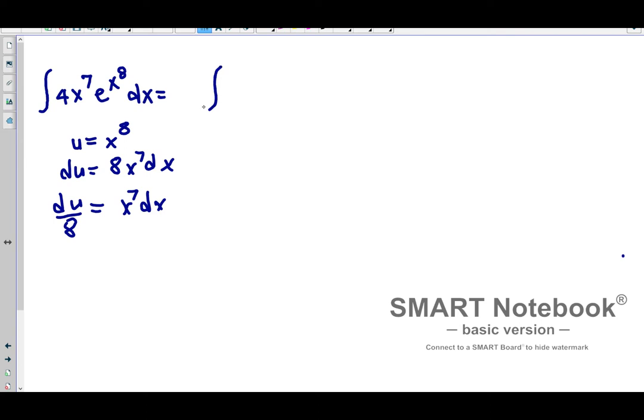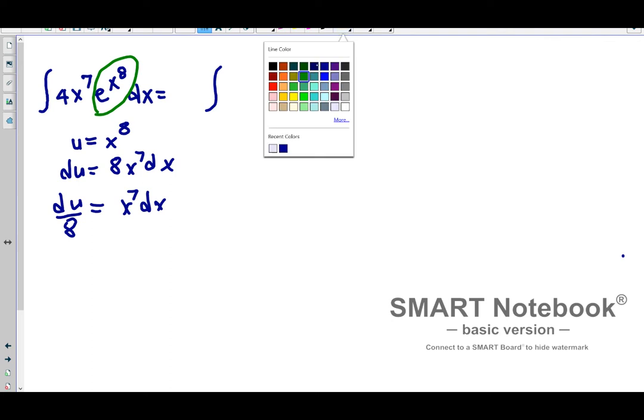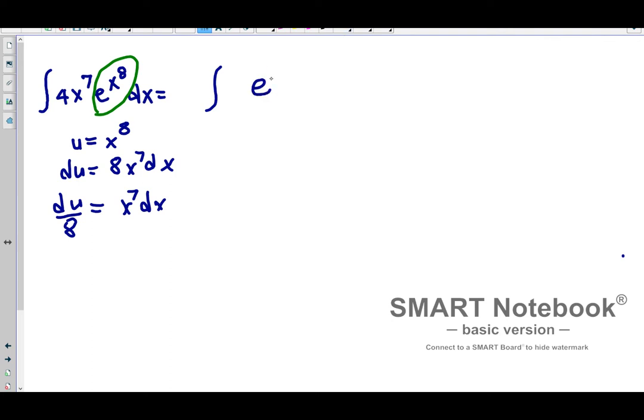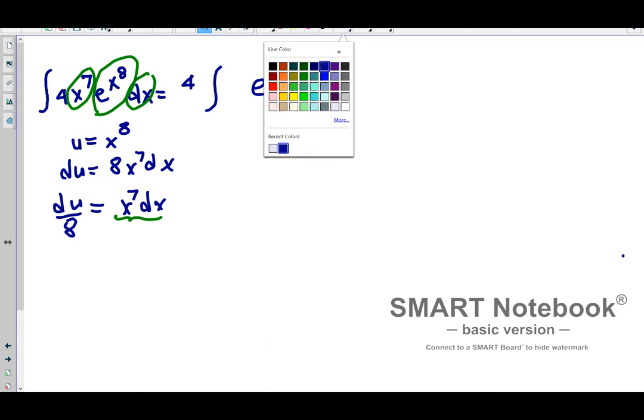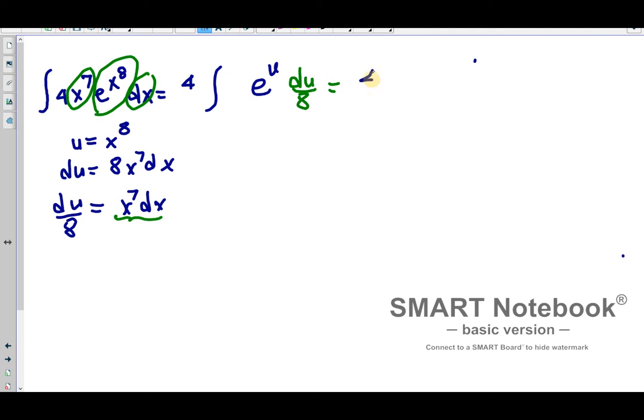So going back to this integral, this is the part that's going to become e to the u, right? Because x to the 8 is u. So that's going to be e to the u. The 4 will be factored outside. And what to do with everything else, which is x to the 7 dx? Luckily, we've already done the work for that. x to the 7 dx is du over 8. And the 1 over 8 part can be taken outside. So it's going to become 4 over 8 times the integral of e to the u du.